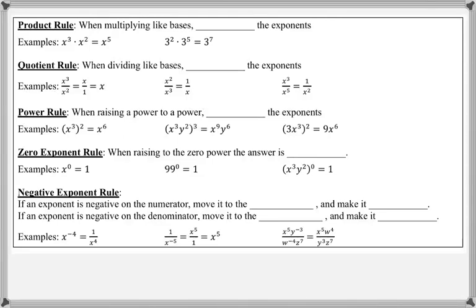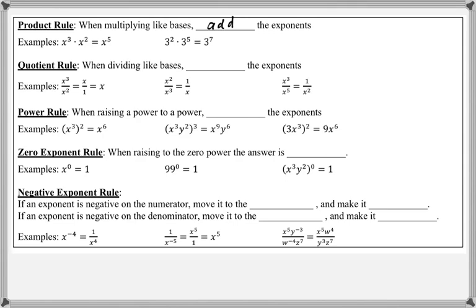Section 5.2 is on exponent rules. So we have a couple different rules that we need to talk about. The first is the product rule, and that is when you multiply like bases, you need to add the exponents. So x to the 3 times x squared is x to the 5th. And it works the same with regular numbers. 3 squared times 3 to the 5th is 3 to the 7th. So you just copy the base and add the exponents.